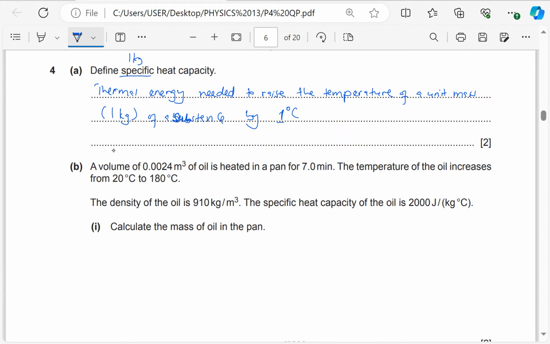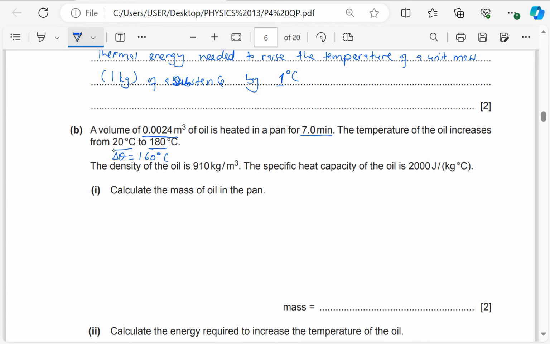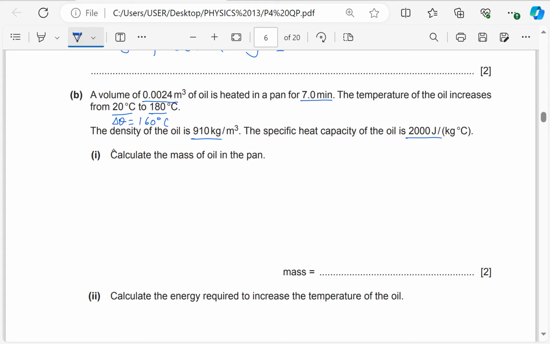A volume of 0.0024 meters cubed of oil is heated in a pan for 7 minutes. The temperature of the oil increases from 20 degrees Celsius to 180, which means the change in temperature is going to be 160 degrees Celsius. The density of the oil is 910 kilograms per meters cubed. The specific heat capacity of the oil is 2000 joules per kilogram. Calculate the mass of oil in the pan.